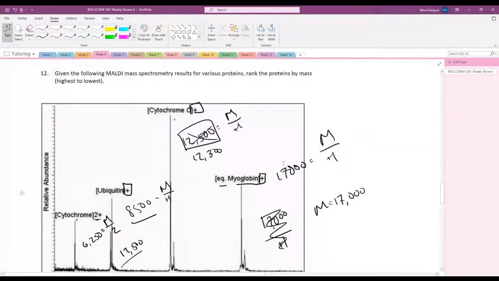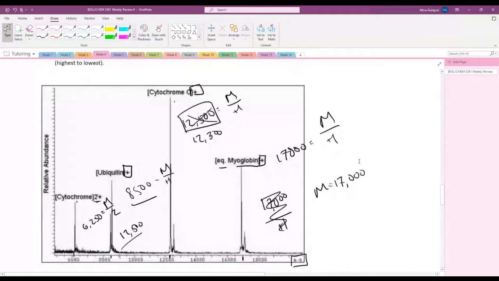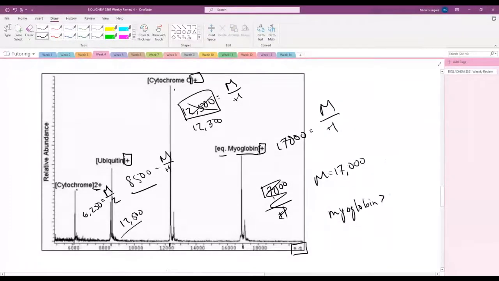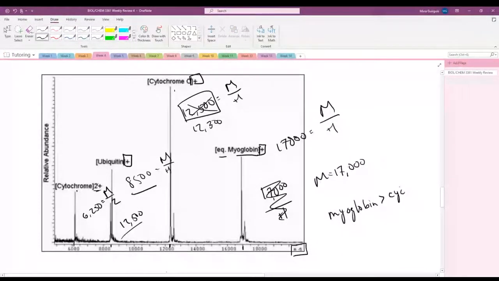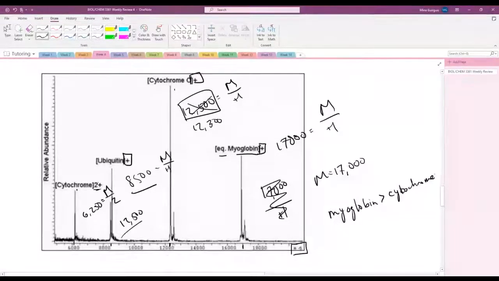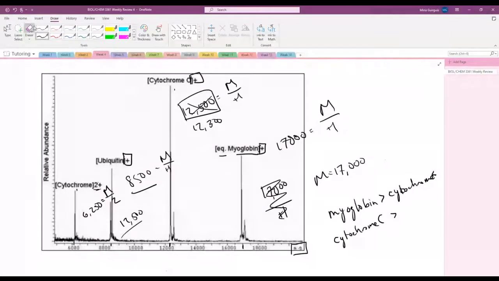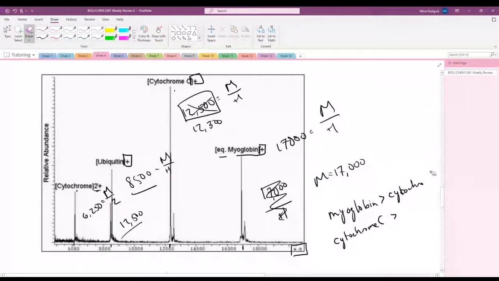Okay. And so this wants us to rank from highest to lowest: the highest mass is myoglobin. The next highest is cytochrome. The next highest on the next line is cytochrome C. Oh, I just realized this is the wrong sign. I apologize.